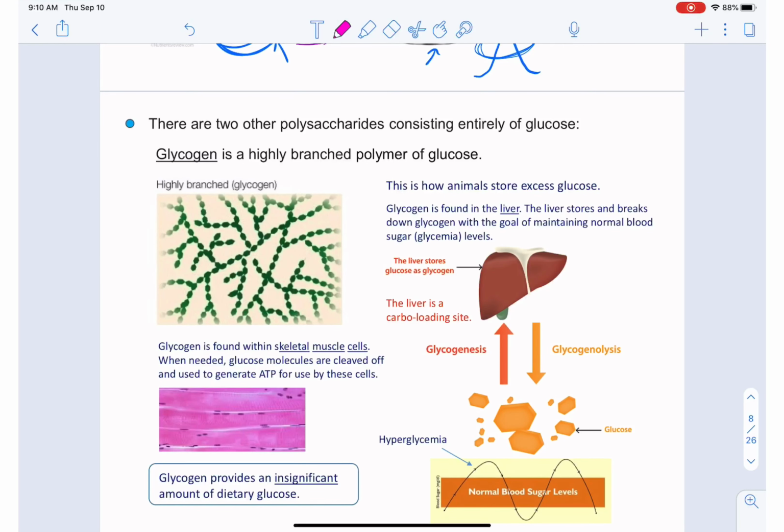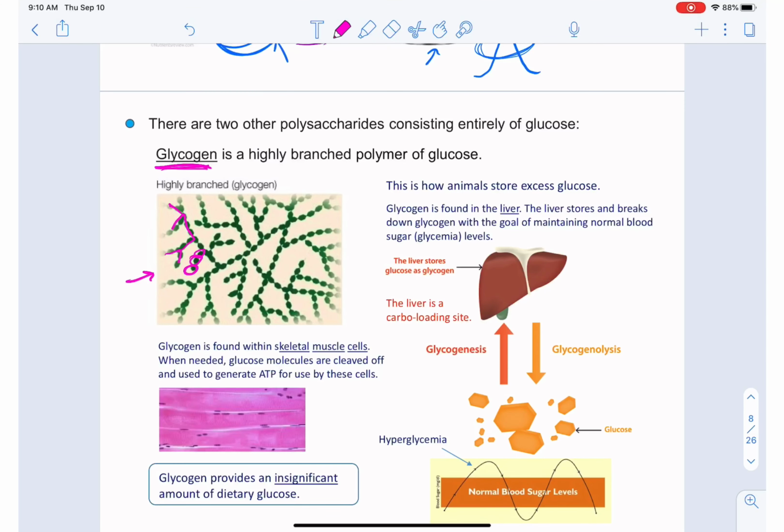So there are two other polysaccharides that consist entirely of glucose that I want to talk about besides starch. And one of those is glycogen. And glycogen is a highly branched polymer of glucose. So this is the structure of glycogen. You can see that there's a lot of branching going on. But again, each of these individual units is an individual glucose unit.